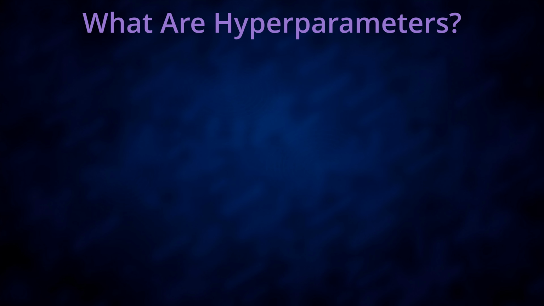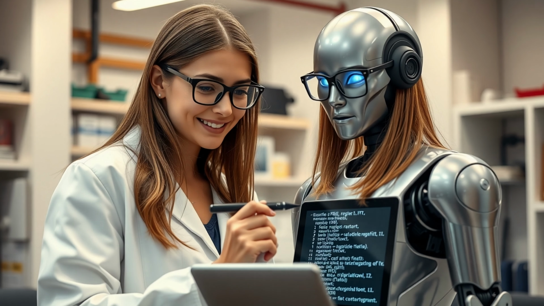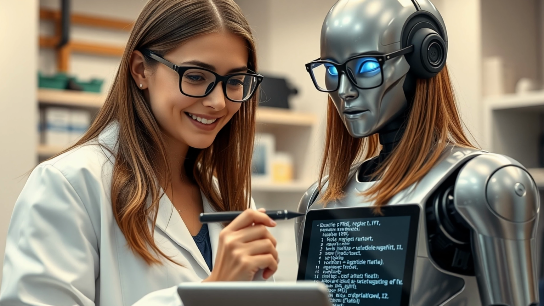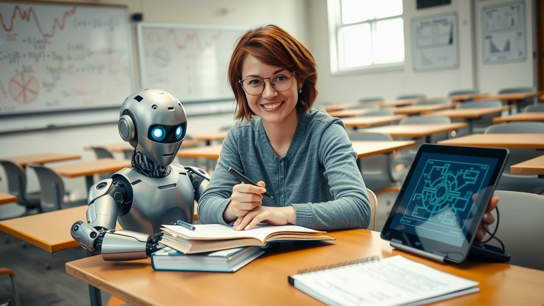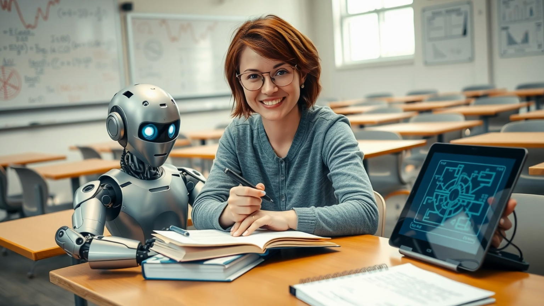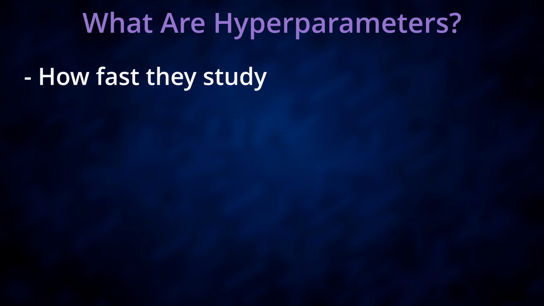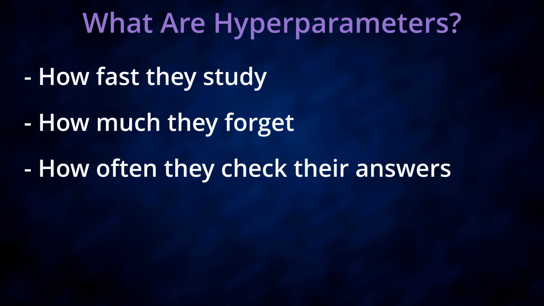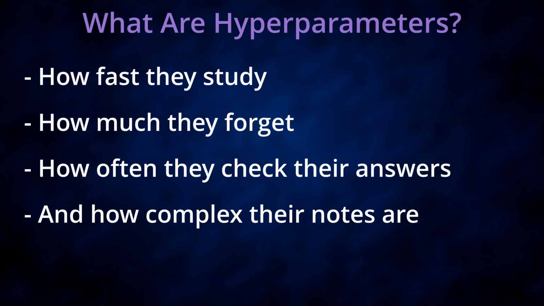What are hyperparameters really? Hyperparameters are not learned by the model. You choose them before training. Think of a machine learning model as a student. Hyperparameters define how fast they study, how much they forget, how often they check their answers, and how complex their notes are.